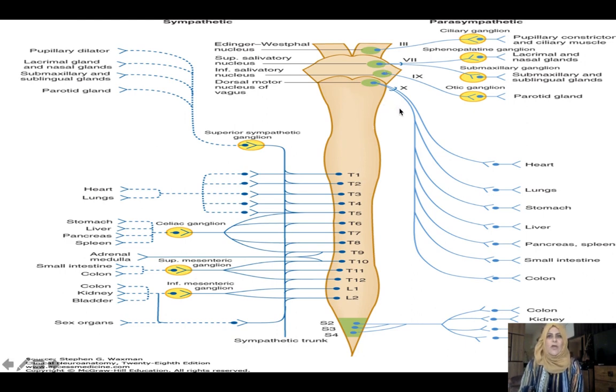When I said cranial, I mean the pairs of cranial nerves. How many cranial nerves do we have? We have 12 pairs of cranial nerves, enumerated by Roman numerals from 1 to 12. Some of them are purely sensory, some are purely motor, and some are mixed.